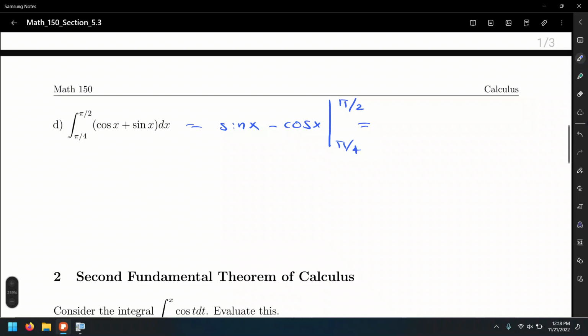So this is sine x. Okay, number one. Actually, you're going to need more space. So that's sine pi over 2 minus sine pi over 4. That's the evaluation at the upper limit minus the evaluation at the lower limit.